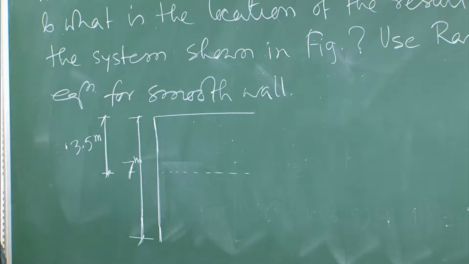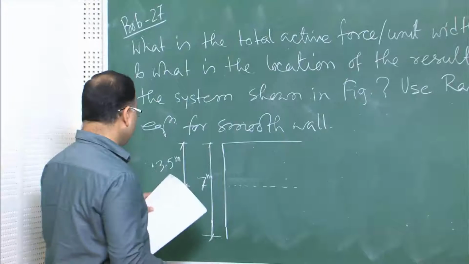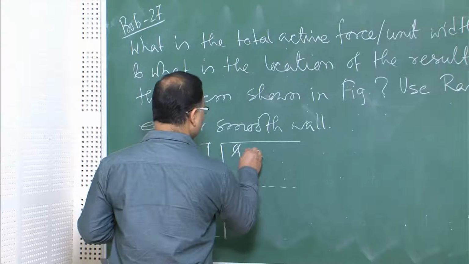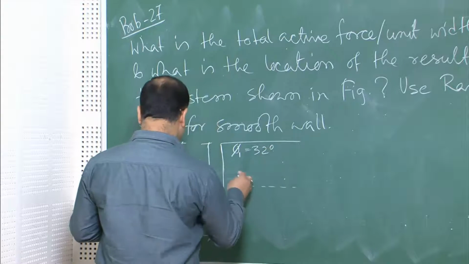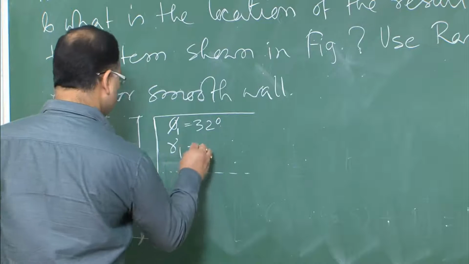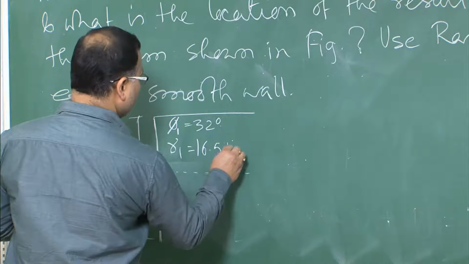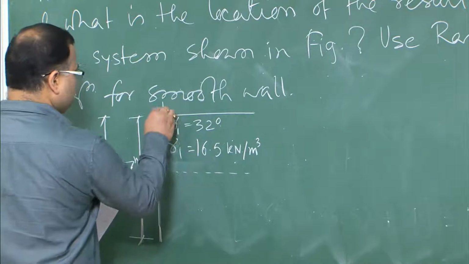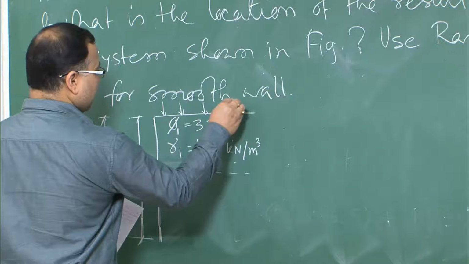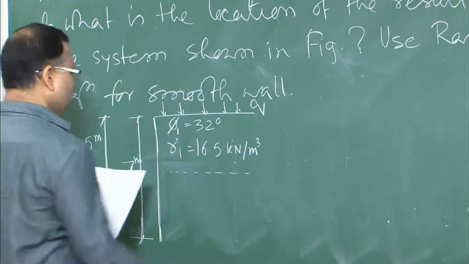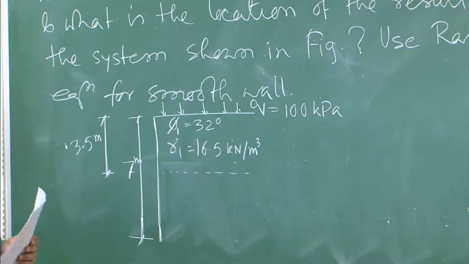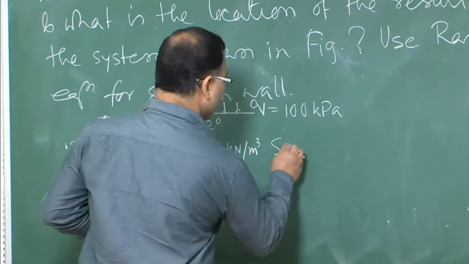The total depth of the wall is 7 meter. Now, the backfill is having two layers. The top layer, which is having the depth of 3.5 meter, has the property phi 1 equal to 32 degree and gamma 1 equal to 16.5 kilonewton per meter cube. You have the surcharge q, which is equal to 100 kPa. So, this is your soil 1.